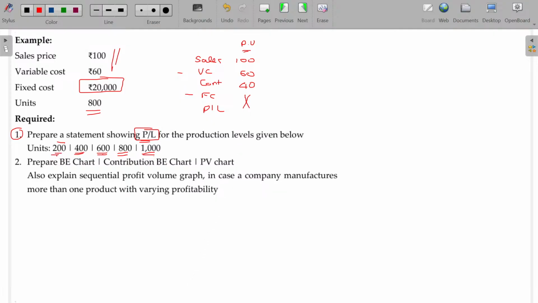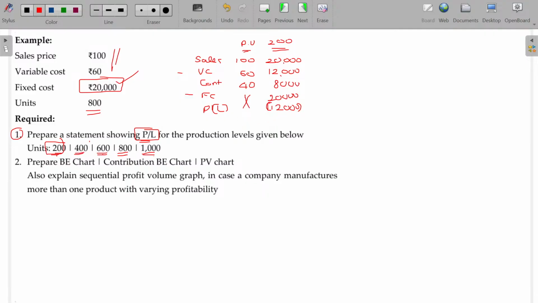Now, what happens if I sell 200 units? Per unit, we get 100. For 200 units, 20,000 rupees is the sales, and variable cost being 12,000, contribution being 8,000. And by incurring fixed cost in total 20,000 rupees, it ends with a loss. Loss I can represent in brackets, 12,000 rupees loss. Clear?